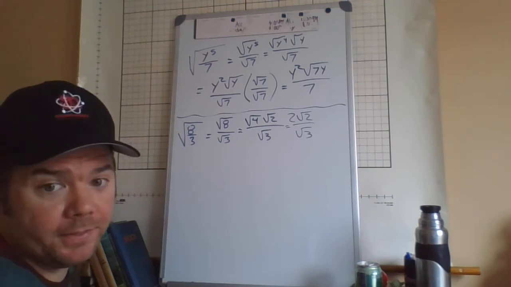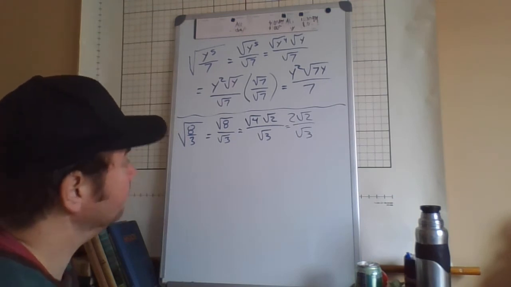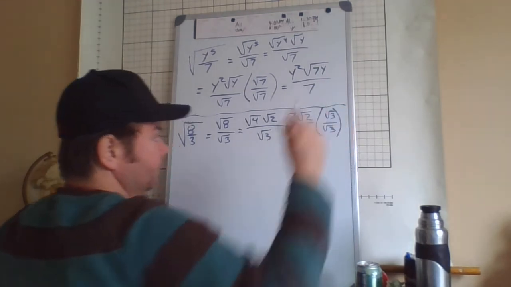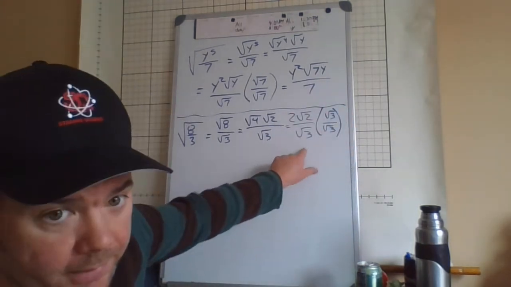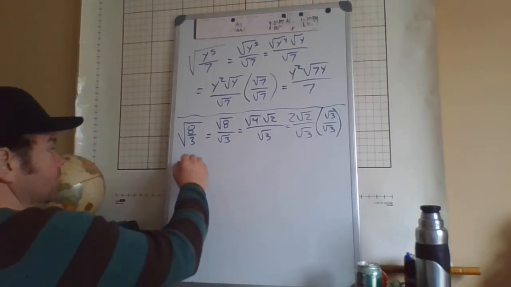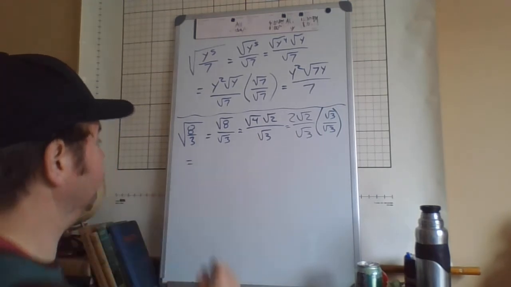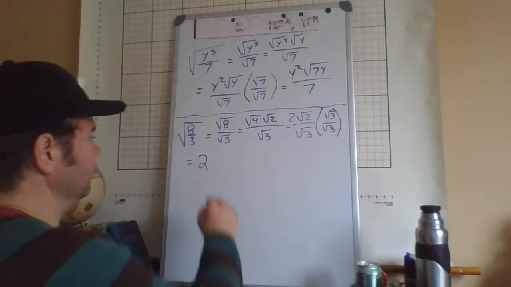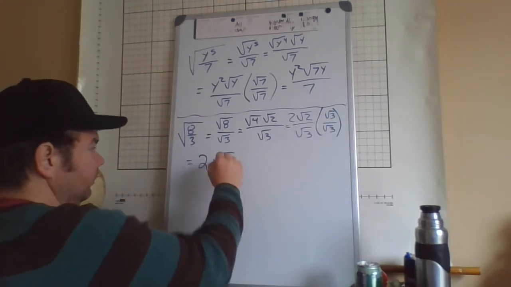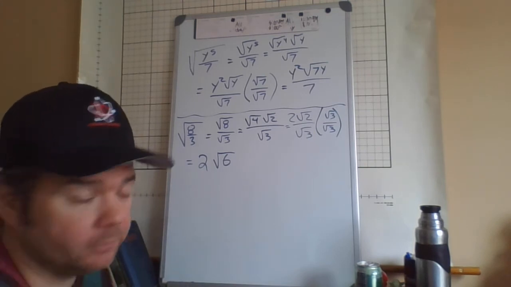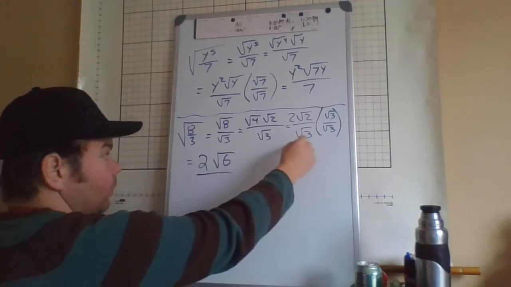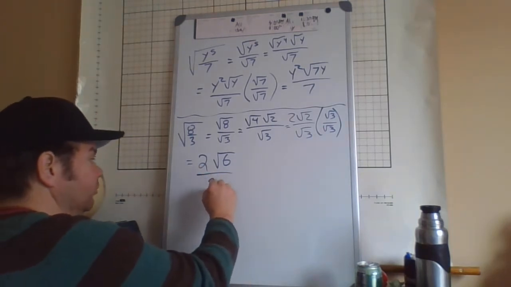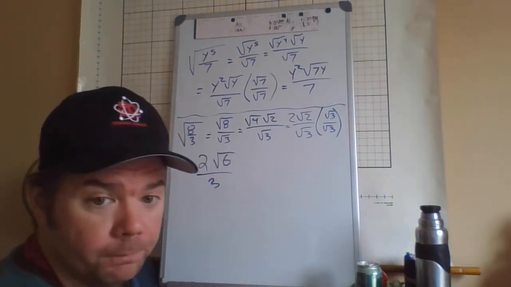Okay, so now I've got this. I multiply by square root of 3 over square root of 3, so that I can get rid of that radical in the denominator. So in the end, up top, you've got 2 times square root of 2 times square root of 3, which is the square root of 2 times 3, which is the square root of 6. And then the square root of 3 times the square root of 3 is the square root of 9. And the square root of 9 is just 3. So, there we go.